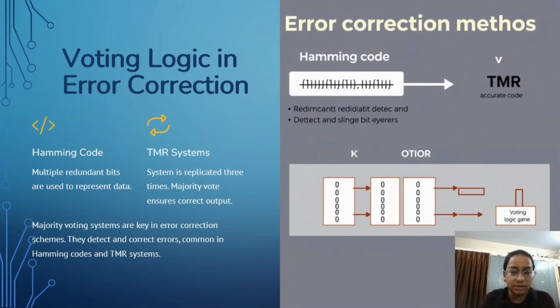Error correction methods. Voting logic in error correction. Voting logic isn't just for elections, it plays a vital role in error correction within digital systems. Consider Hamming code, where extra bits are added to data to detect and correct errors, and majority vote determines the correct output, effectively masking errors. As you can see, the principle of majority voting that we have discussed is fundamental in various error correction schemes, ensuring data integrity and system reliability.